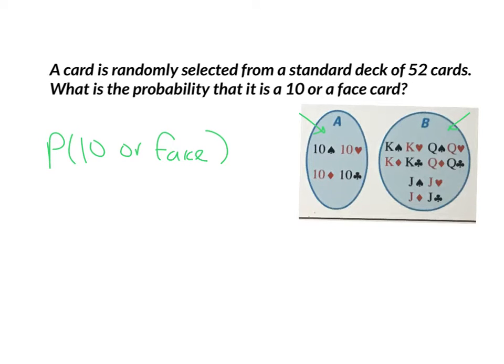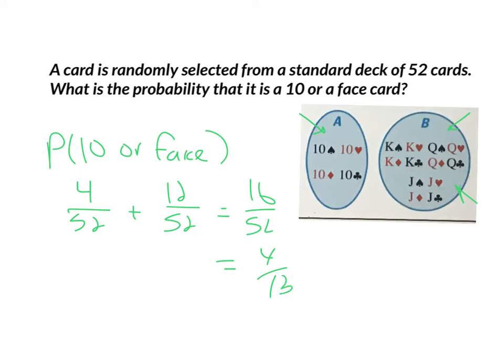The probability of getting a 10 is 4 out of 52. The probability of getting a face card, that's how many face cards there are: 12 face cards, 12 out of 52. So you get 16 out of 52, which if you reduce it, you get 4/13. If you change it to a decimal, you get 0.308. So one of those two answers is fine. But that's called mutually exclusive or disjoint because they had nothing in common.